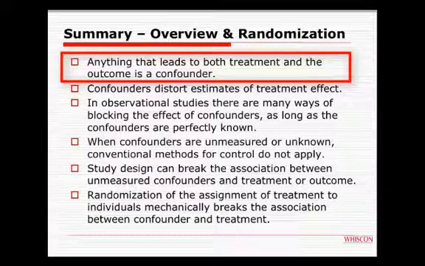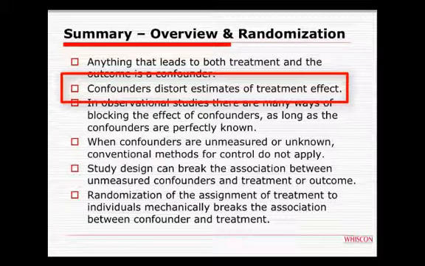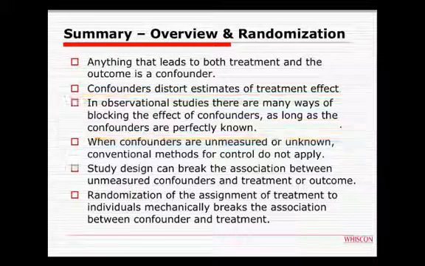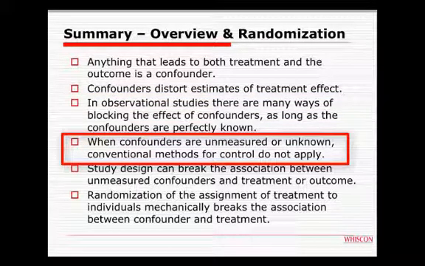Any characteristic that leads to both treatment choice of one treatment over another and to an outcome is a confounding factor. Confounders distort estimates of treatment effect. In observational studies, there are many ways of blocking the effect of confounders as long as the confounders are perfectly known. When the confounders are unmeasured or unknown, conventional methods for control don't apply because they require knowledge of the factors in order to enter into a statistical model or whatever design technique we've chosen.